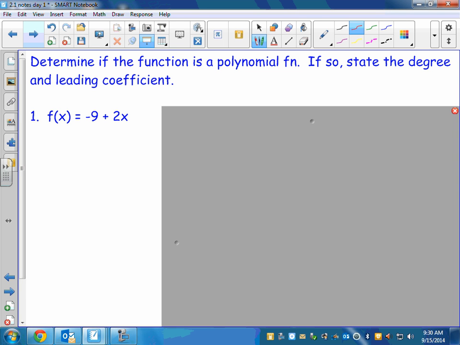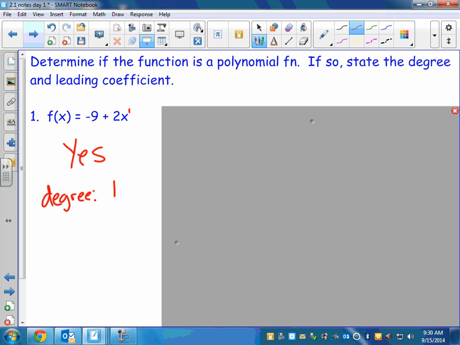All right, so this is the first part of your homework. Determine if the function is a polynomial function. If so, state the degree and the leading coefficient. As long as nothing crazy is going on, as long as we don't have x's in the denominator, or fractional exponents, or radicals, it should be a polynomial function, which means this is a polynomial function. It's actually just a linear function. What would the degree of this polynomial be? The degree is the highest exponent, so the degree on this one is 1, and you can just say d is 1.